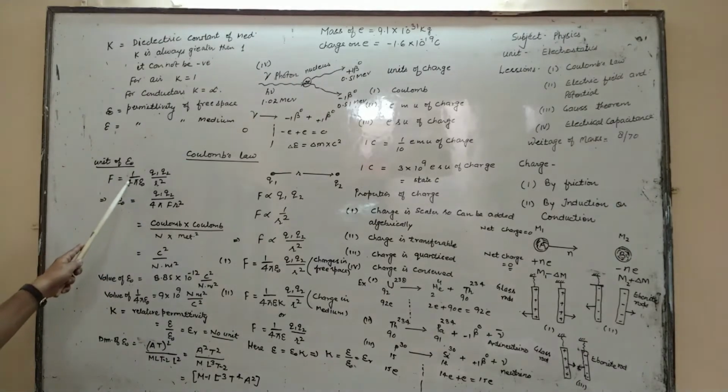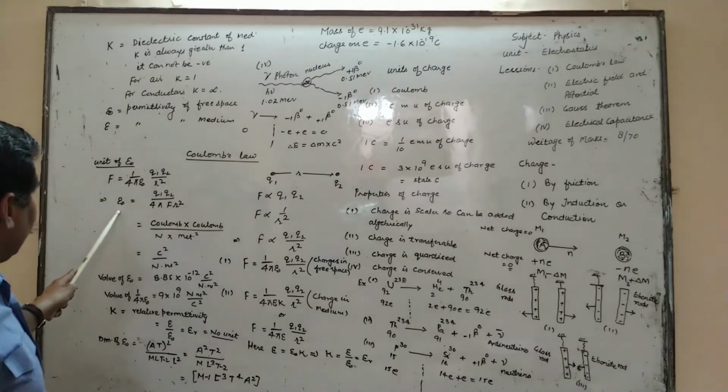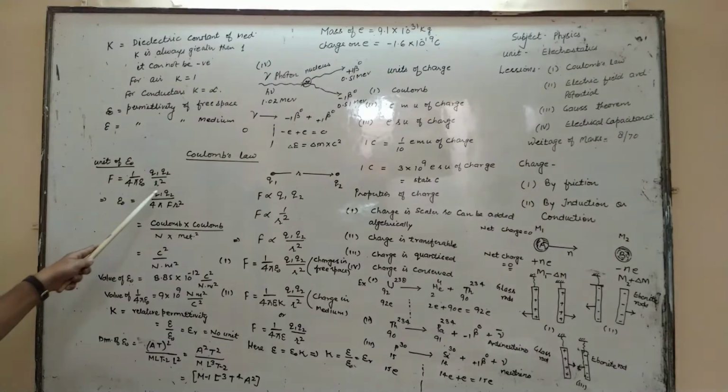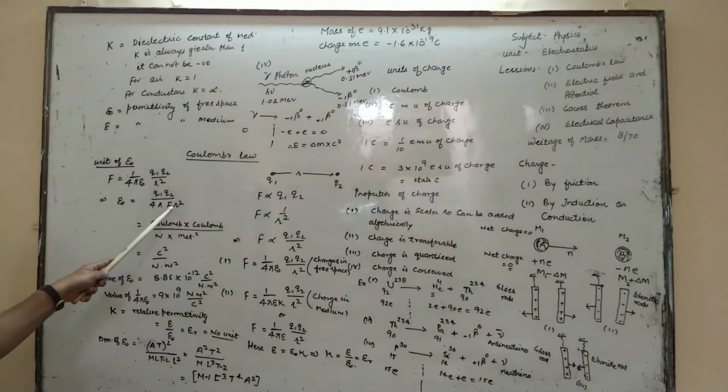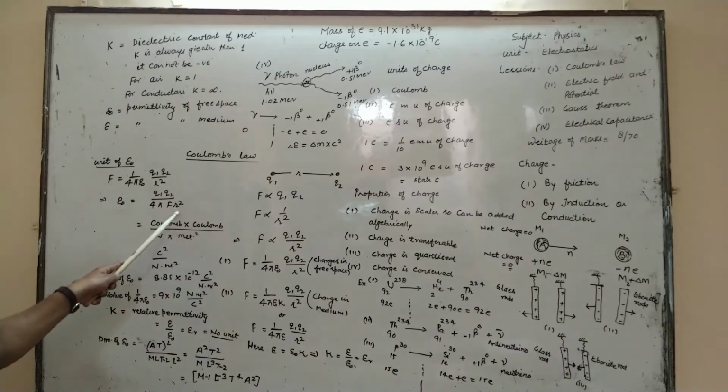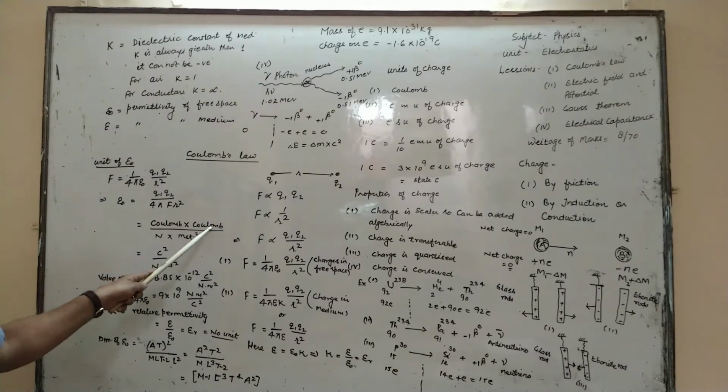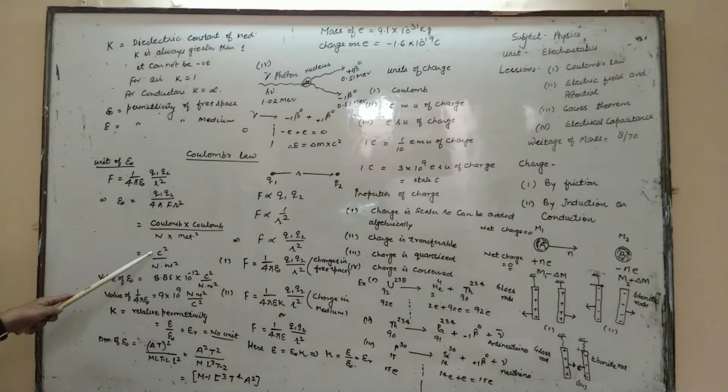F equal to 1 upon 4 pi epsilon 0 q1 q2 upon r square. From this formula, we find epsilon naught. Epsilon naught equal to q1 q2 upon 4 pi F r square. Unit of q1 is coulomb, again coulomb, force is Newton, r is distance. So coulomb into coulomb upon Newton meter square. So the unit of epsilon naught is coulomb square upon Newton meter square.